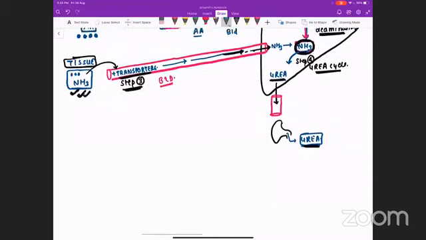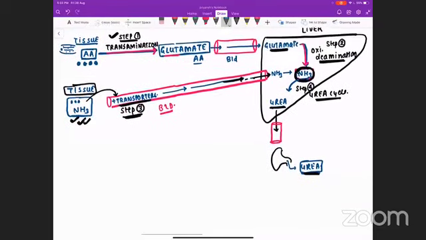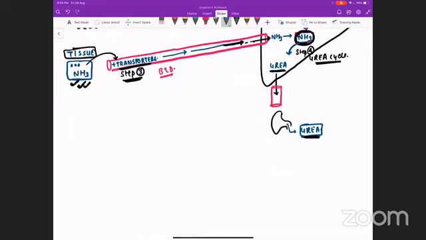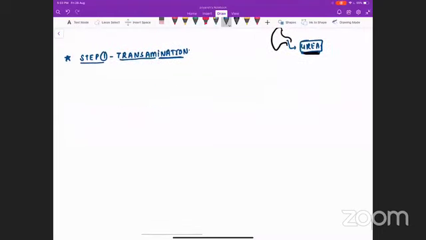So the first step is transamination. If the diagram is clear to you, then the further details will be very easy. The ultimate agenda I have made clear: why we need to convert the amino acid into urea, because ammonia is a toxic metabolite, and we need to convert this ammonia into urea. So for step 1, we are now going to see the details of each step. Step 1 is transamination.